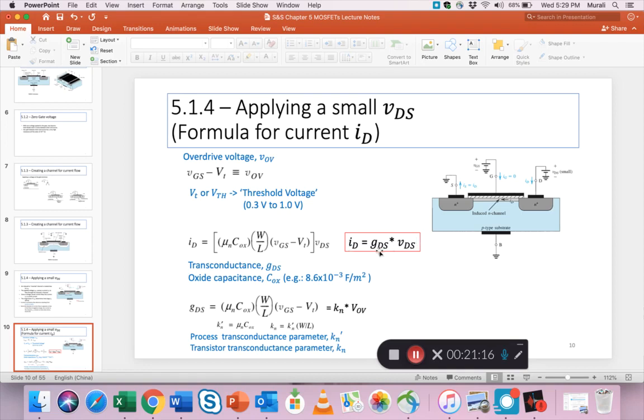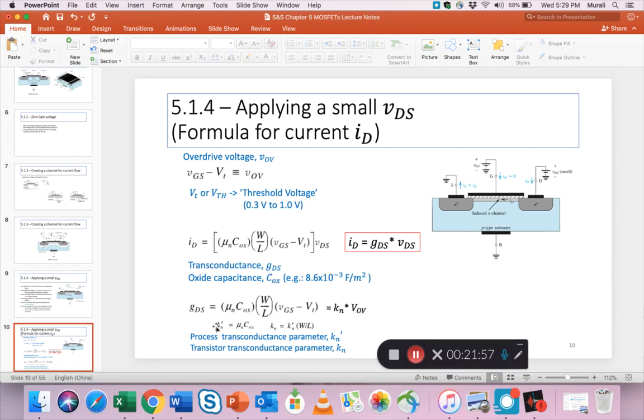Current equals voltage times something, and this something is called transconductance, which is the opposite of resistance. So I equals V by R; you can relate it to Ohm's law. So what is this transconductance GDS? It has three factors: the oxide capacitance, which is generally a constant value; the aspect ratio, which depends on the size; and the overdrive voltage. The three of those define GDS, and it's also written generally as Kn times VOV.